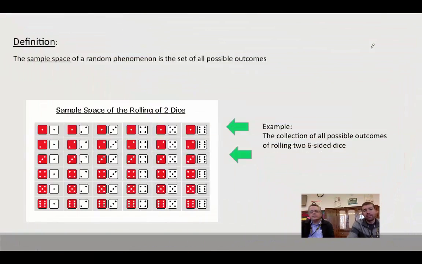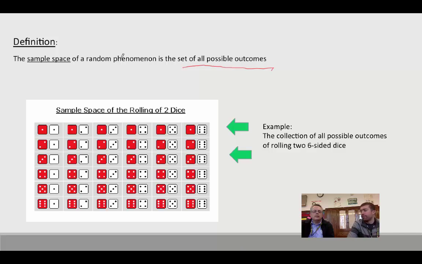It is time. Video number 62. We're going to talk about sample spaces and theoretical probabilities. This fits exactly what we're doing in class. The sample space is the set of all possible outcomes of a random phenomenon.